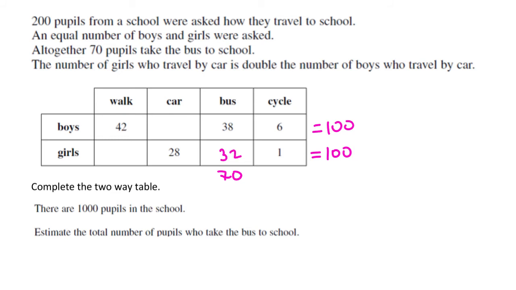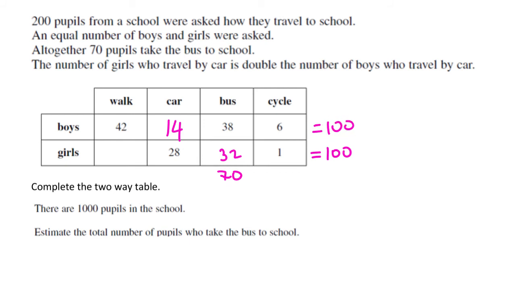The next piece of information is that we're told that the number of girls who travel by car is double the number of boys who travel by car. So if the number of girls is 28, and that's double the number of boys, to work out the number of boys, we divide 28 by 2 and we get 14. Now we can also check that by adding together 42, 14, 38 and 6, and the answer is 100.